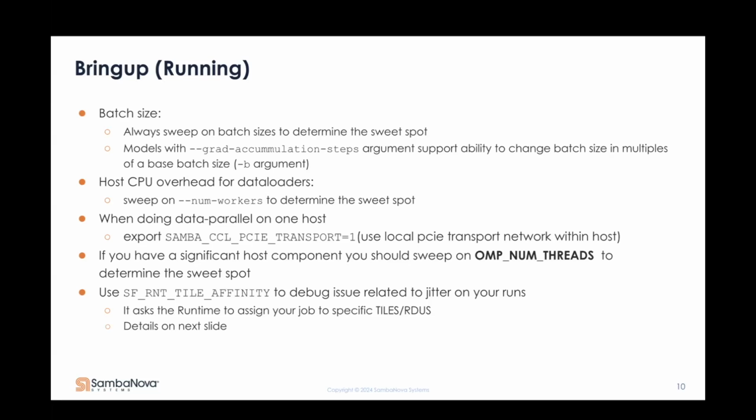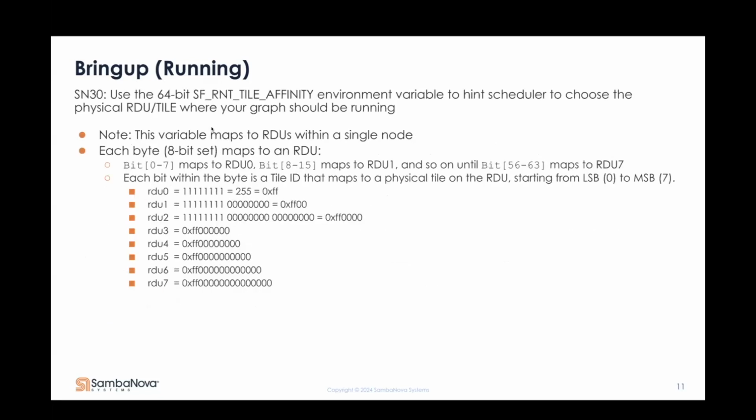And lastly, you can use a SF RNT tile affinity to debug issues related to jitters on your run. Right now, there's only one supported script that actually takes advantage of JIT and real-time compile. If anyone has any questions related to that, I'm happy to go in a lot more depth with respect to it. And this basically relates back to that JIT command and the mappings of it.